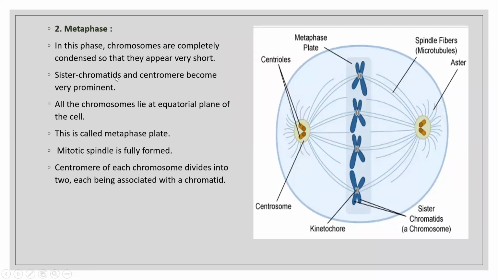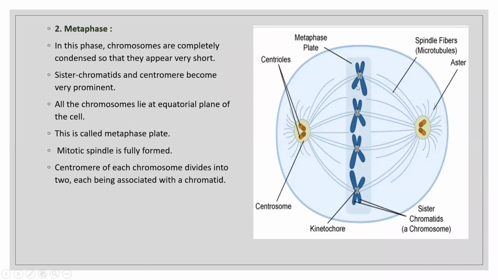Now, what is the major character of metaphase? All the chromosomes lie at the equatorial plate of the cell. You can see this is the cell and this is the equator of the cell. So you can see here that all the chromosomes lie at the equator, or equatorial plane, of the cell. That is, all the chromosomes arrange themselves at the equator.